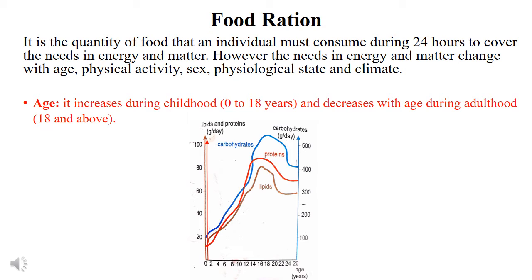Let's start with the first one, age. So let's see this graph. This graph is showing the variation in the quantity of consumed lipids, proteins, and carbohydrates as a function of age. As we can see that the food ration or the quantity of food consumed increases during childhood from 0 to 18 years, and then the food ration decreases with age during adulthood, 18 and above.